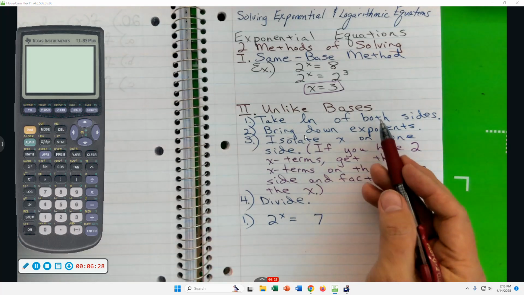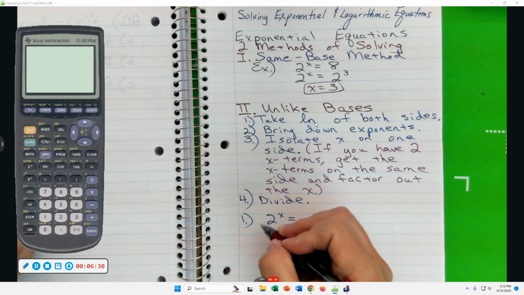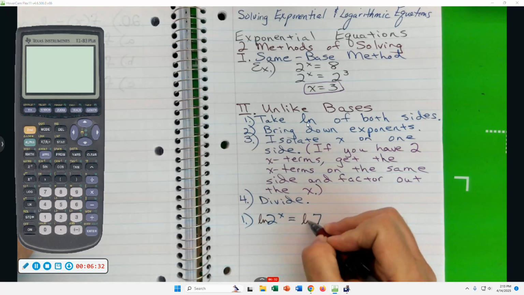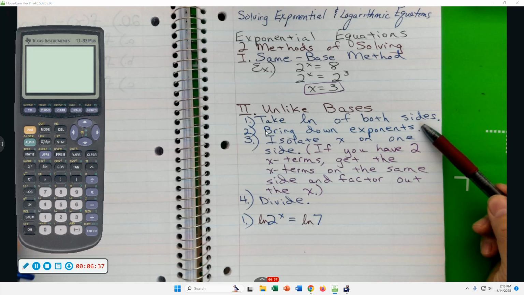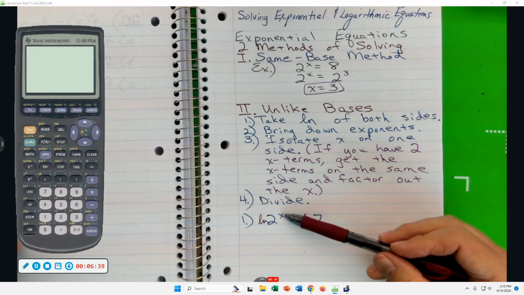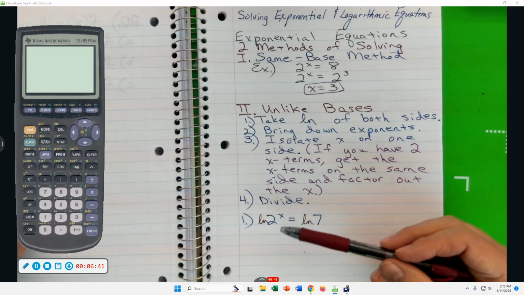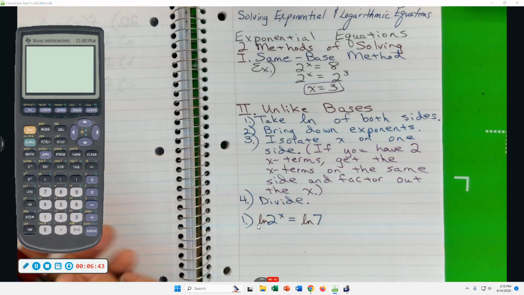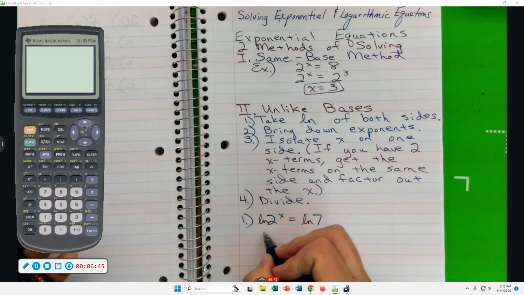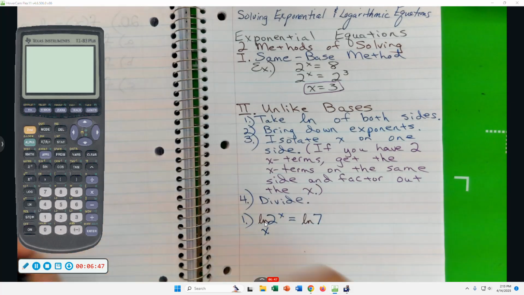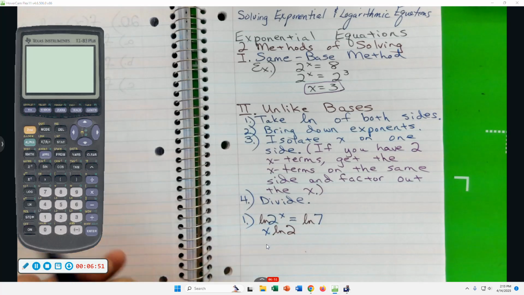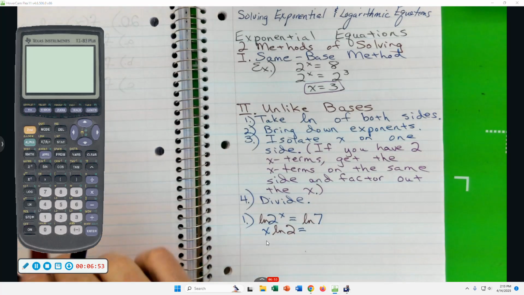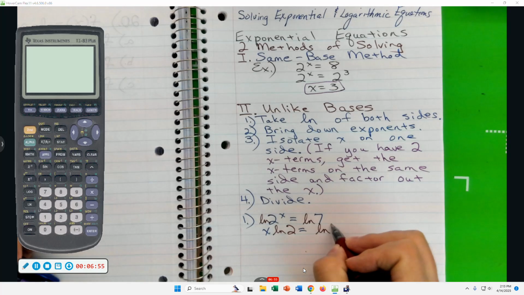So we have unlike bases, so we're going to take the natural log of both sides. Then we'll bring down the exponents. In this case, there's only one exponent. That's the nicest possibility. So we'll have x times the natural log of 2 is equal to the natural log of 7.